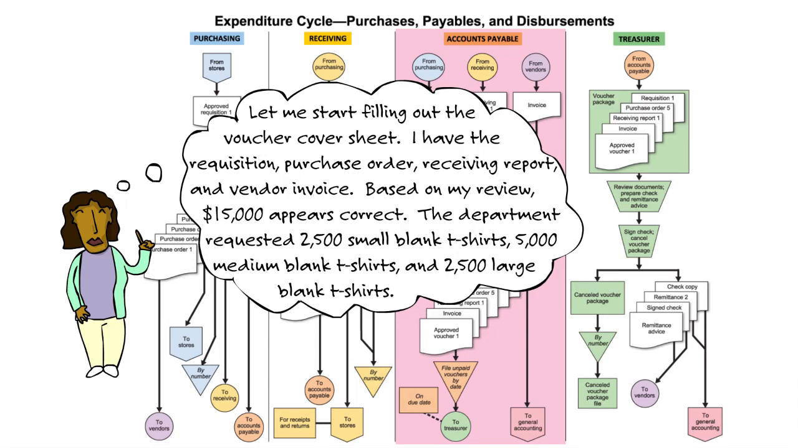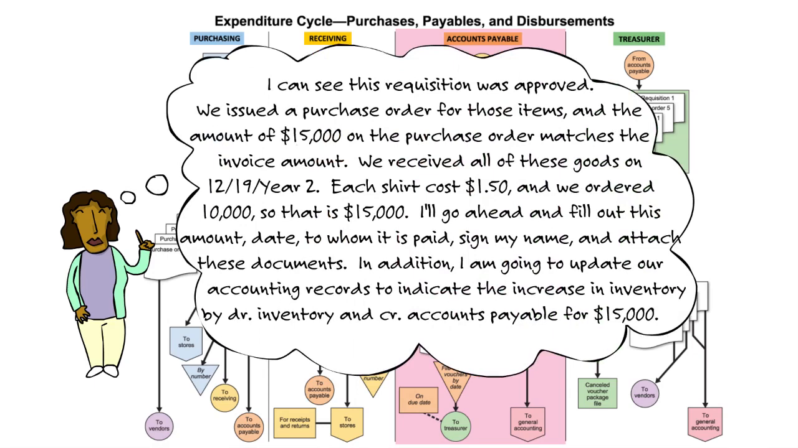The department requested 2,500 small blank T-shirts, 5,000 medium blank T-shirts, and 2,500 blank T-shirts. I can see this requisition was approved. We issued a purchase order for those items, and the amount of $15,000 on the purchase order matches the invoice amount. We received all of these goods on December 19, year 2. Each shirt cost $1.50, and we ordered 10,000, so that is $15,000.